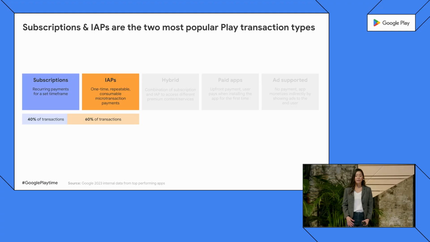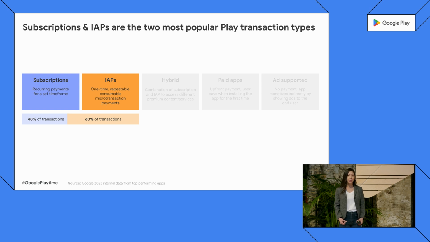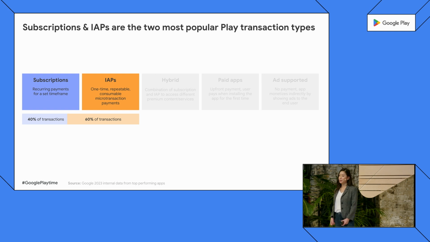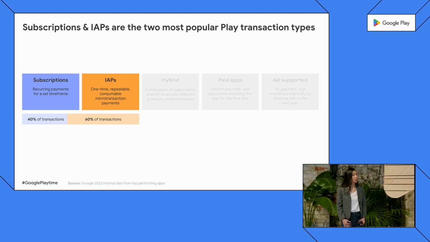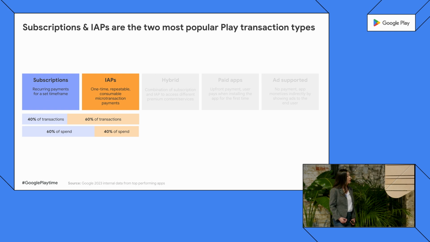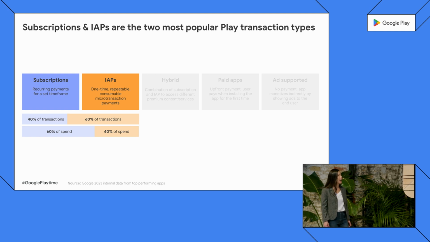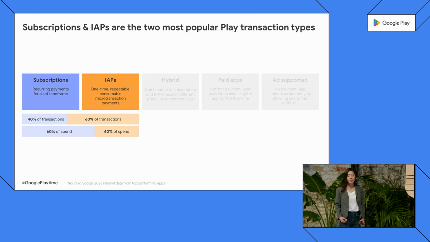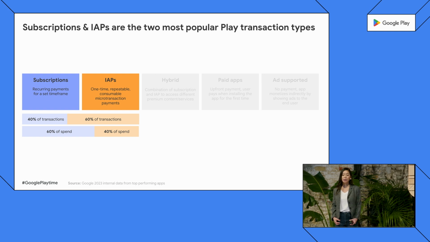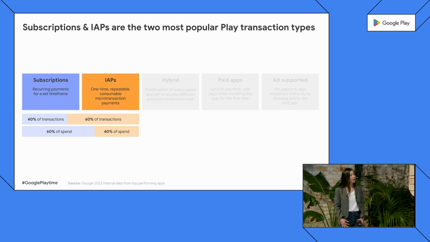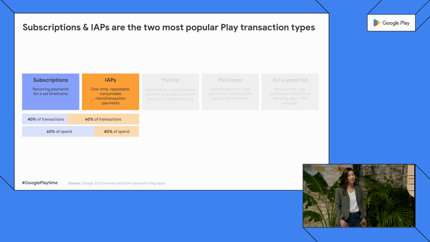When reviewing data of top-performing apps that offer either subscriptions and/or IAPs, 40% of total payment transactions come from subscriptions, while IAPs account for 60% of total transactions. When looking at spend distribution, 60% of total spend comes from subscription payments, while 40% of total spend comes from IAP payments. So it makes sense that subs account for more total spend, as they're typically priced higher than IAPs. However, it's important to note that from this holistic data, IAPs still make up a good portion of the total pie and should not be ignored when exploring new monetization strategies.